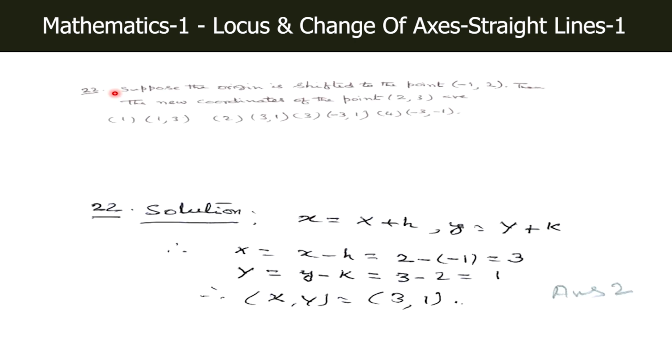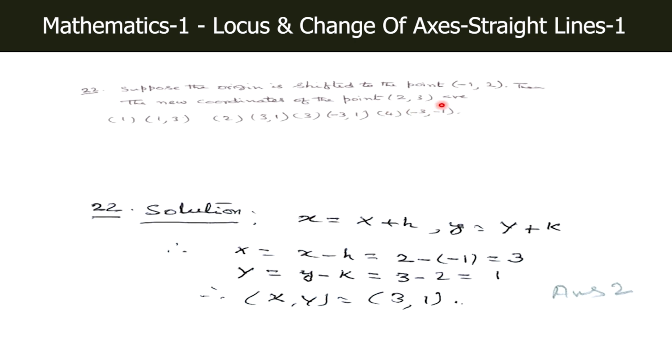Question number 22. Suppose the origin is shifted to the point (-1, 2). Then the new coordinates of the point (2, 3) are: 1) (1, 1), 2) (3, 1), 3) (-3, 1), 4) (-3, -1).